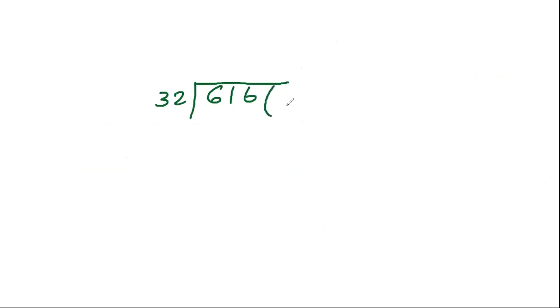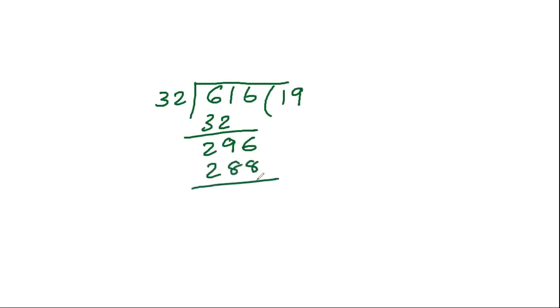I will get 1 times 32, and the remaining is 296. And 9 times 32 is 288, which is contained in 296, and the remaining is 8. Now, in the next step, I am making this 8, the remainder, the divisor, and dividing 32 again. I will get 4 times 8 is 32, and the remainder is 0.